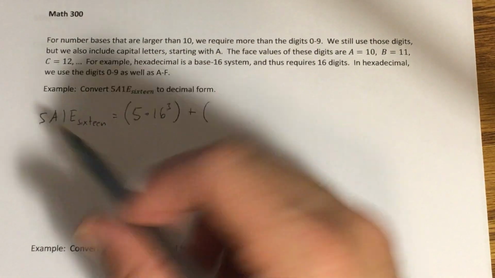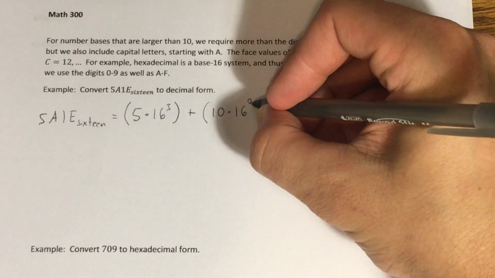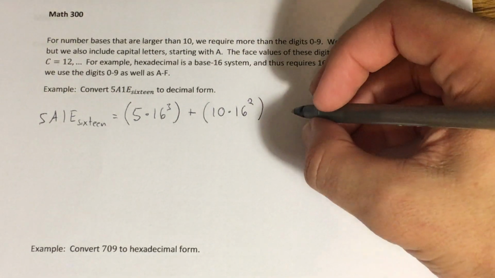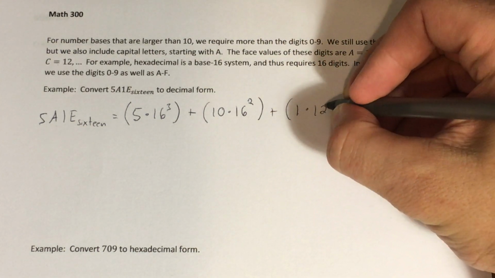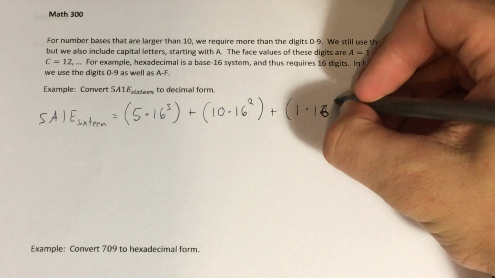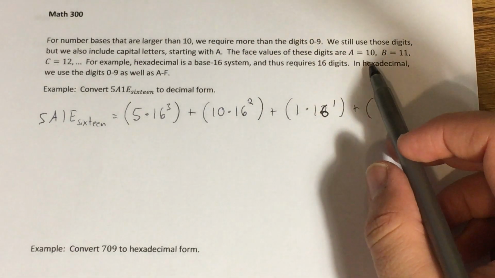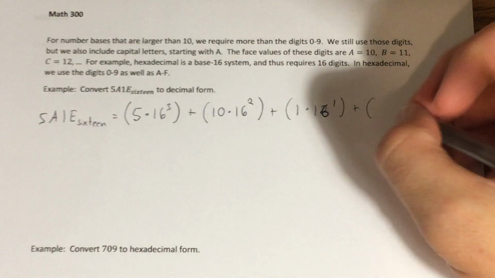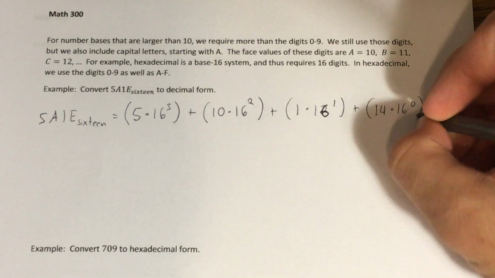So when I see an A here, what I'm really multiplying by is 10 times the next place value, which is 16 squared. Okay? Then I'm going to add to that my next digit, which is 1, times the place value it occupies, 16 to the power of 1, plus E. What does E represent? Well, if A is 10, B would be 11, C is 12, D is 13, E is 14. So this is going to be 14 times 16 to the power of 0.